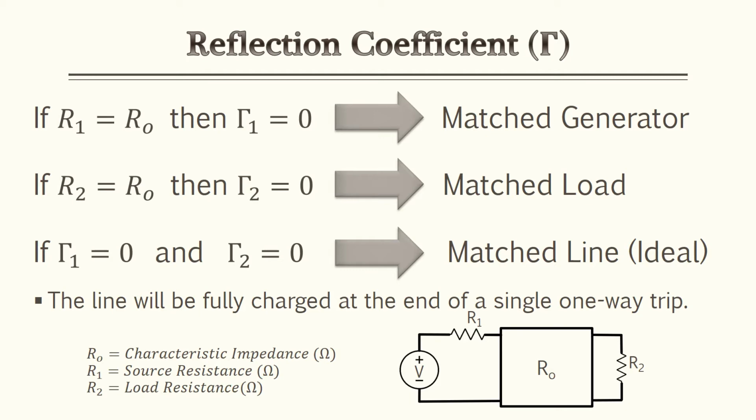Now, if both your load and your source reflection are 0, it's going to give you a matched line. That is the best possible situation you can have. That's when your impedance on all ends is a match, which is great because that means the line will be fully charged at the end of one single trip, a one-way trip. And that is the ideal situation. However, it's very unlikely to obtain a matched line, but that is something you shoot for when designing.